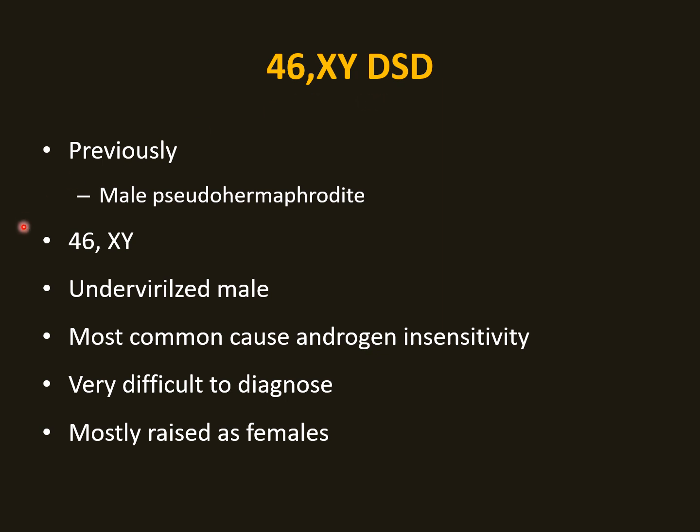46XY DSD, previously well known as male pseudohermaphrodites. The karyotype is 46XY. It is an under virilized male. Most common cause is androgen insensitivity. You need to remember that. Most common cause of under virilized male or male pseudohermaphrodites is androgen insensitivity. It is very difficult to diagnose, mostly raised as female.